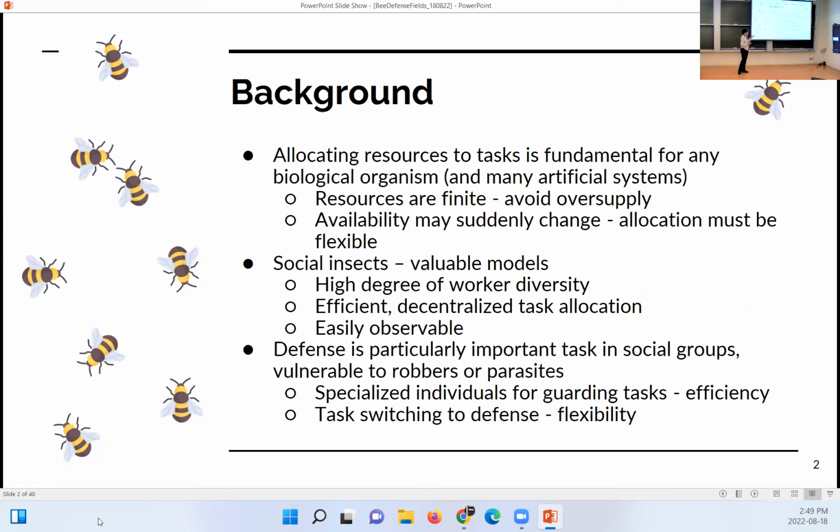And then among the tasks that they have to solve, defense is one important one. And this is relevant for any social group, including humans for sure, because social groups gather a lot of individuals and resources in one place, and that makes them vulnerable to opportunists, from robbers or parasites trying to get in. And so they have to allocate some individuals to defense.